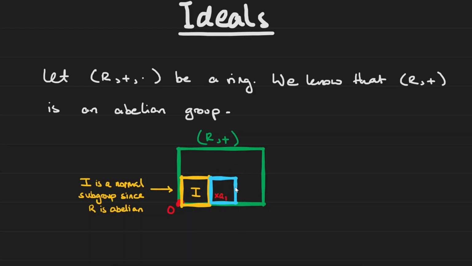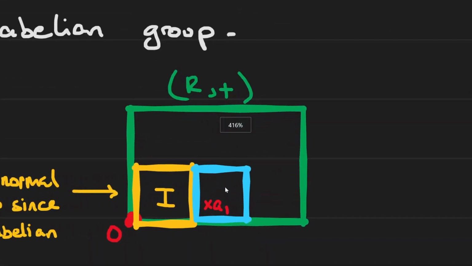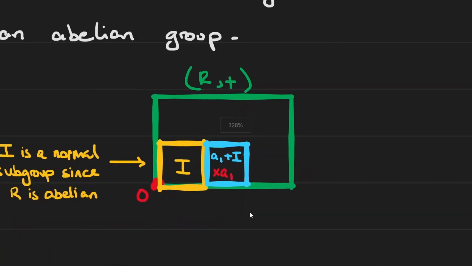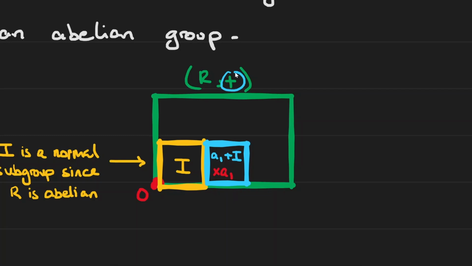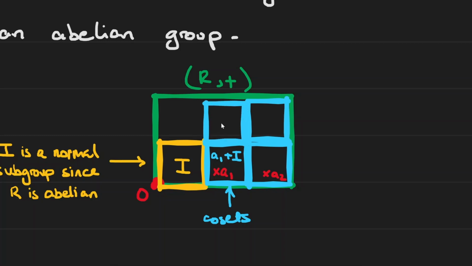The group operation here is addition, so we commonly denote this coset by A1, which is the element generating this coset, plus I. In general, that plus would be the group operation that you've defined. So these guys are cosets. And you can repeat this construction, each time picking a brand new element that's not already in the cosets that you already have, and adding it to every single element in I, and that gives you a completely new disjoint subset. And you repeat this construction until you fill up your entire group.